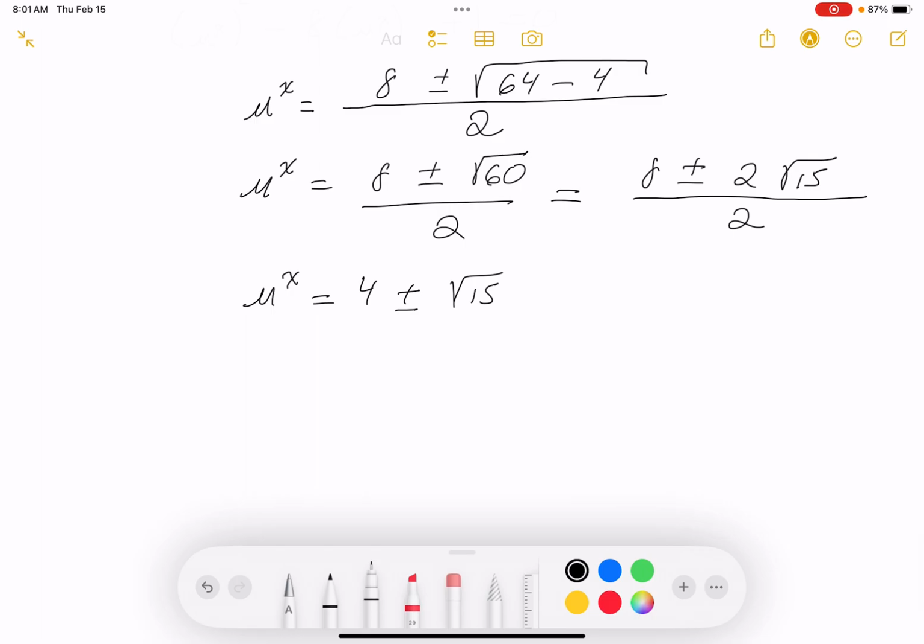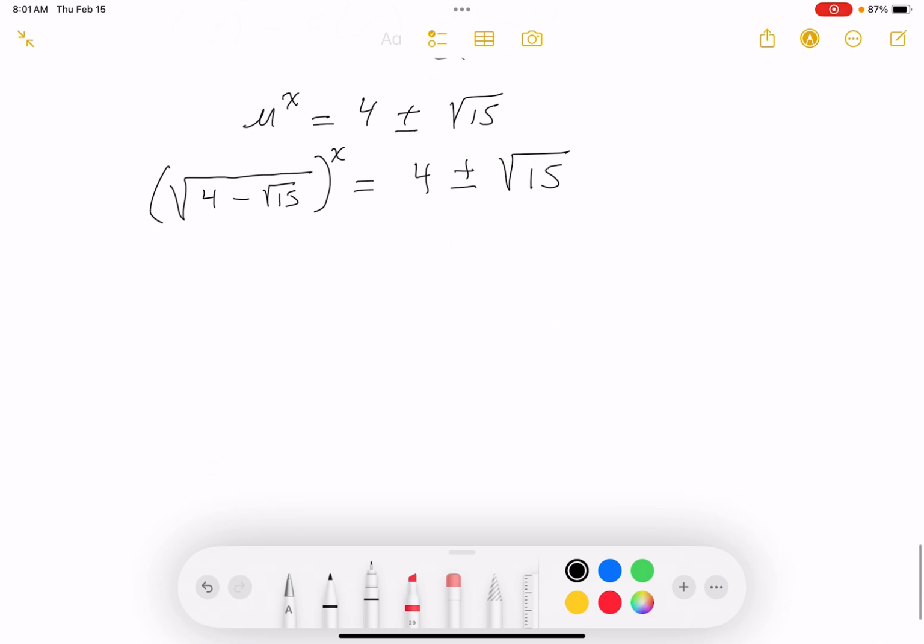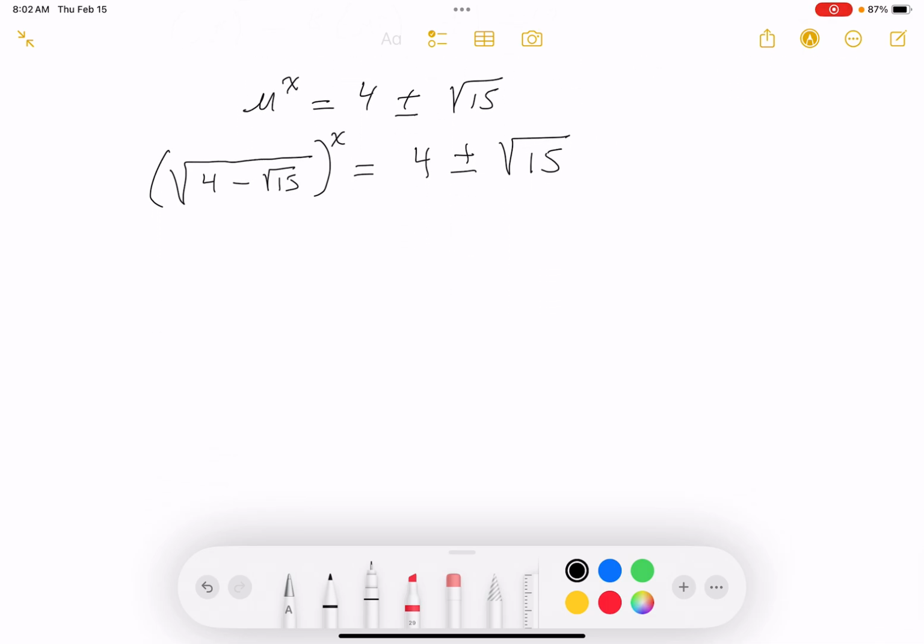So the u is actually the root of 4 minus the root 15. That's what the u is, and I'll raise that to the x power. And this equals 4 plus or minus the root of 15. All right? Okay, I got troubles, and my troubles are I got two different things to look at now. And I'll write down what those two things are. The two things are going to be the root.